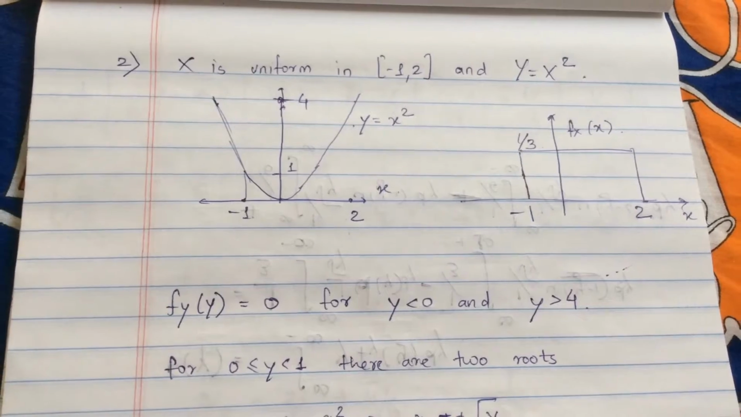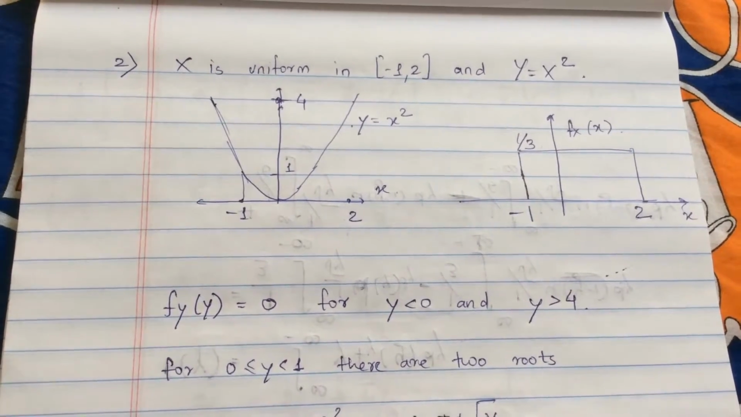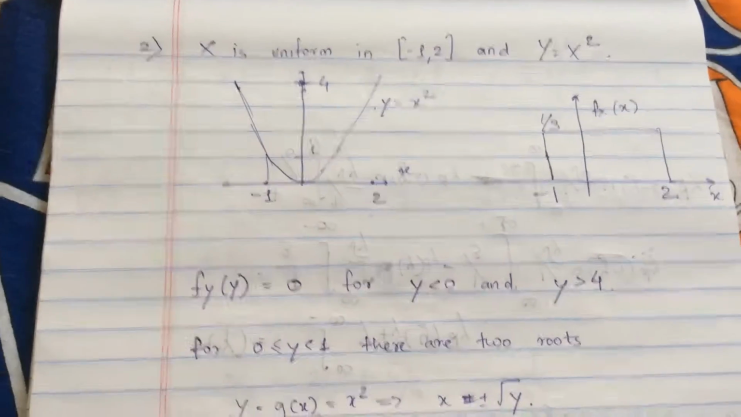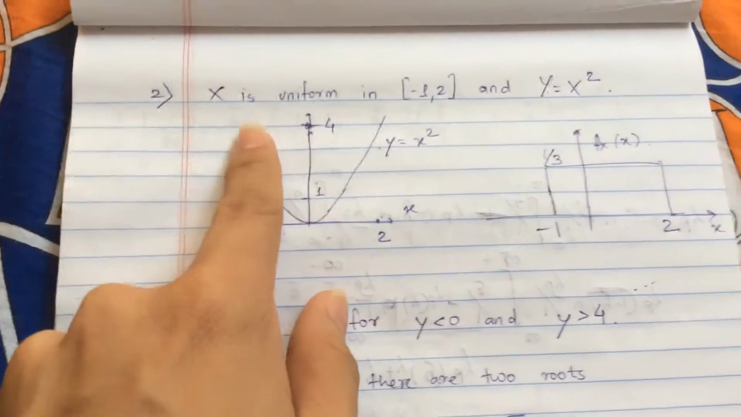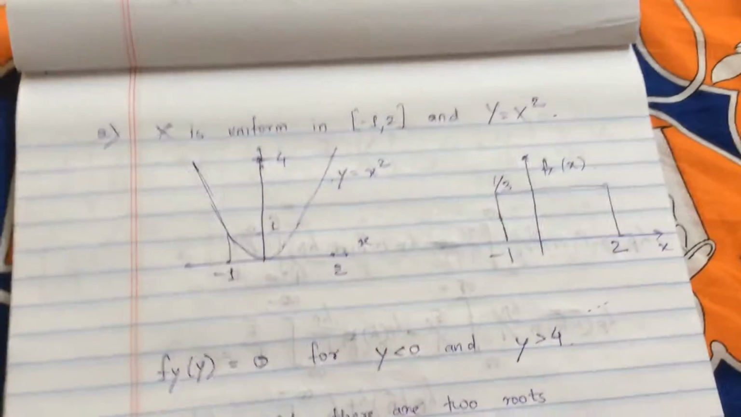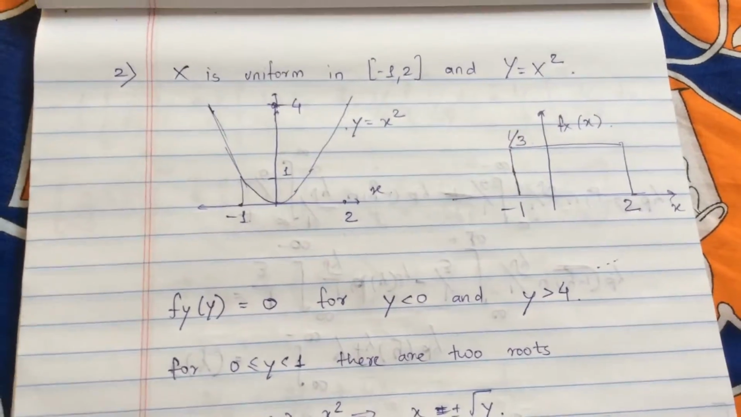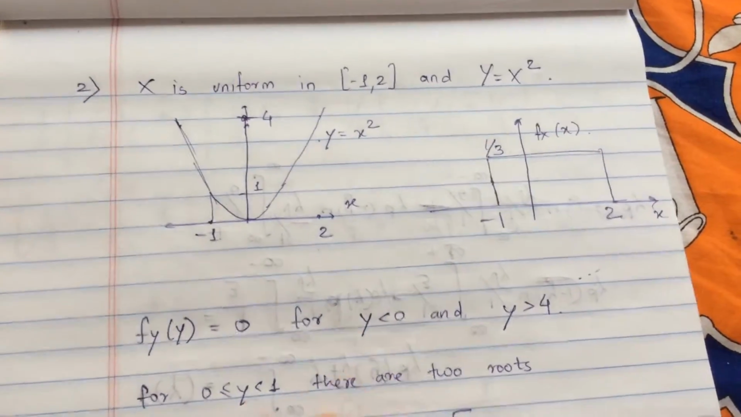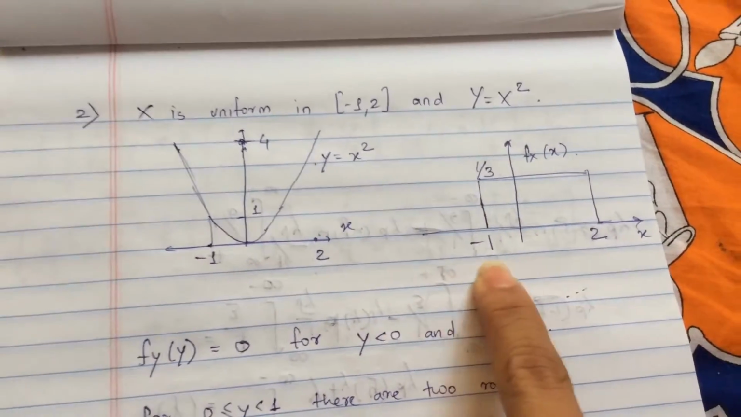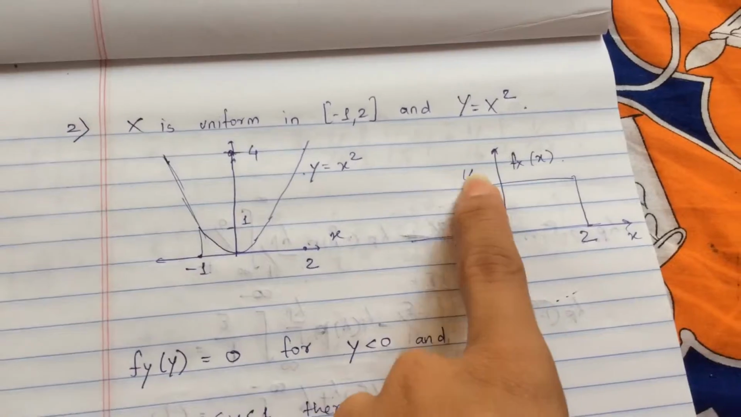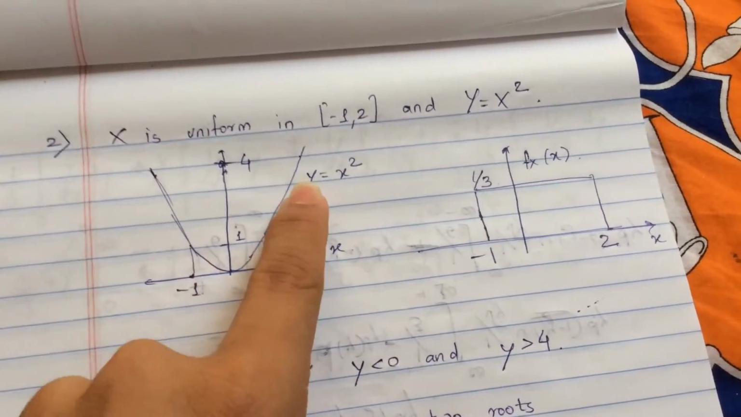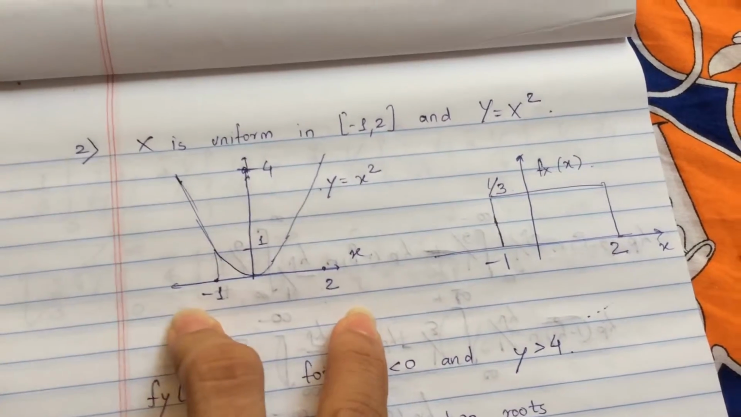I'm going to solve the second problem of the probability and statistics homework 3. They have given that X is uniform in -1 to 2 and Y is equal to X squared. Now we have to find fX(x) and draw the same. We have drawn here fX(x) with the limits -1 to 2 and the amplitude 1 upon 3. And we have plotted the curve y equals x squared on the x plane.